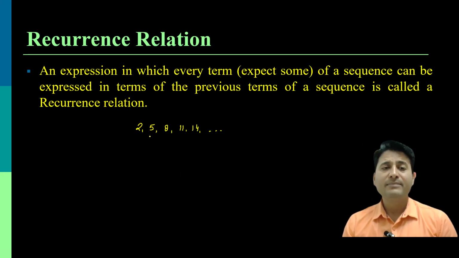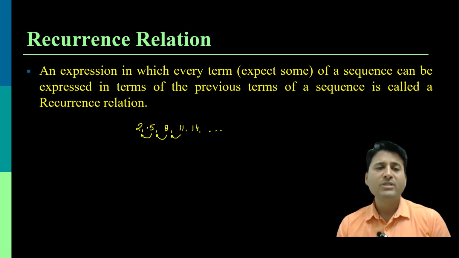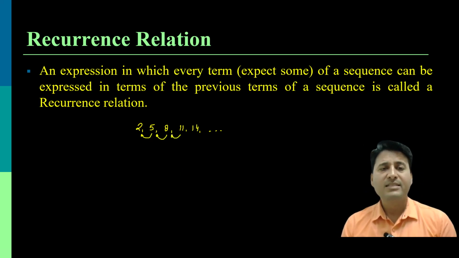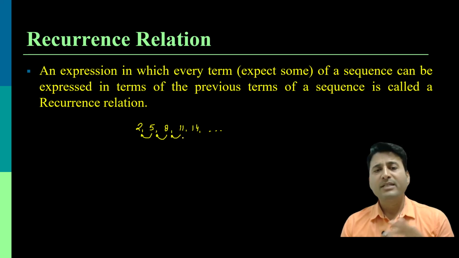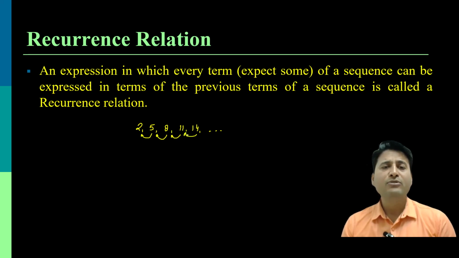You can see each term is 3 more than the previous term. Like 5 can be written as previous term plus 3. 8 can be written as previous term plus 3. 11 can also be written as 8 plus 3. 14 can also be written as 11 plus 3. So the next term over here will be 14 plus 3, that is 17.